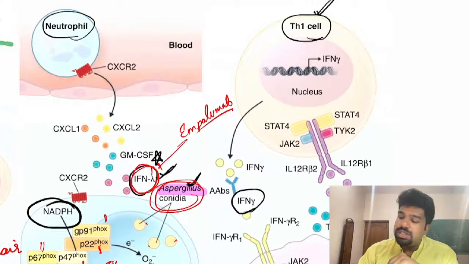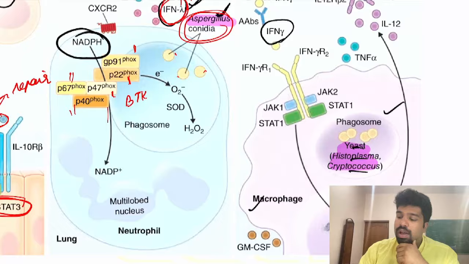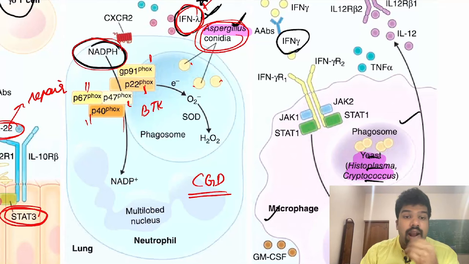So what is mediating? What is calling the neutrophil from the blood to the phagolysosome? It is CXCR2. It's a chemokine mediated interaction. Okay, so can anybody recollect any particular disorder in which the NADPH burst is problematic because of an enzyme deficiency? So you have CGD, or chronic granulomatous disease. In chronic granulomatous disease, you have Aspergillus infections, not just any Aspergillus infection. One Aspergillus is extremely specific for CGD. That Aspergillus is called Aspergillus nidulans.